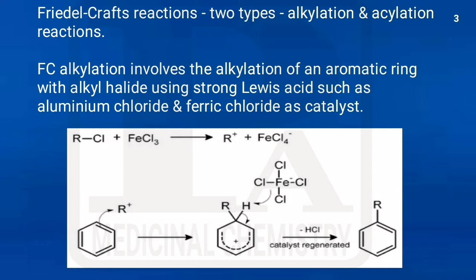So what are the two types of Friedel-Crafts reaction? One is called alkylation, another one is acylation. What is the catalyst used in the case of alkylation? That is the Lewis acid. Examples for that would be aluminum chloride and ferric chloride. So what is meant by Friedel-Crafts alkylation? That involves alkylation of an aromatic ring with alkyl halide using a strong Lewis acid. Example, aluminum chloride and ferric chloride.